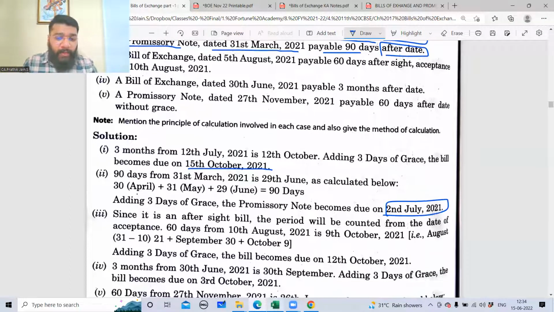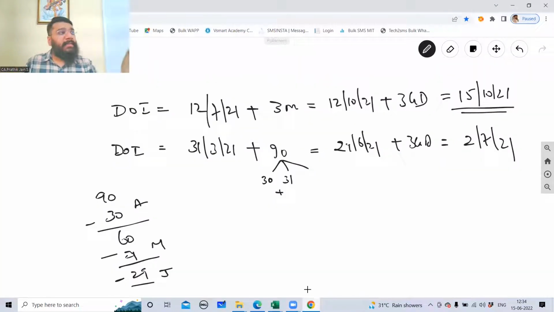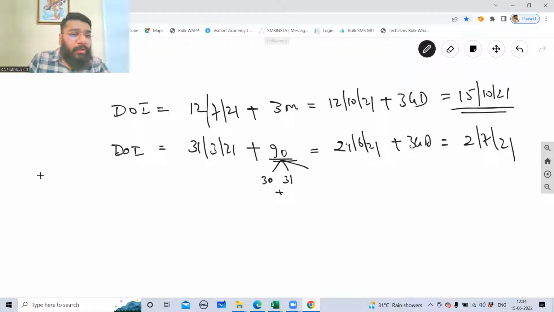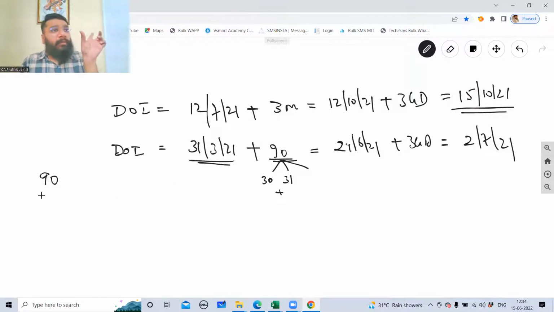2nd of July 2021. So how did we calculate? One more time, let's do it. Days is slightly confusing for the people. I'll do it one more time for you, don't worry. See, totally how many days do I need to take into consideration? 90 days. 31st March is the end of the month. So next day onwards, April onwards, I'll start counting. So from 90, full April month is gone. So 90 minus 30 days of April.